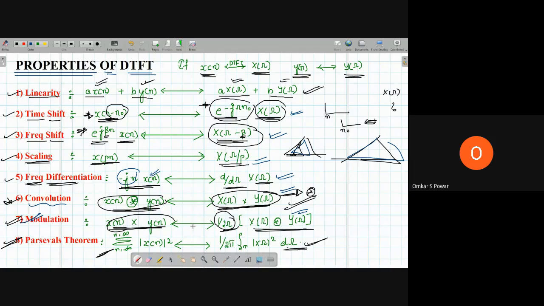Then Parseval's theorem: summation n varies from minus infinity to infinity, mod x of n the whole square, is equal to 1 by 2 pi integral over 2 pi mod x of omega the whole square d omega. So these properties you have to write down once so that while solving the problems it will help you.